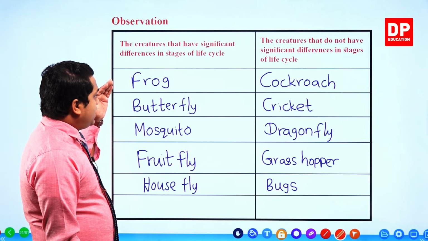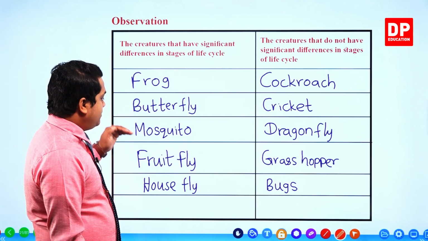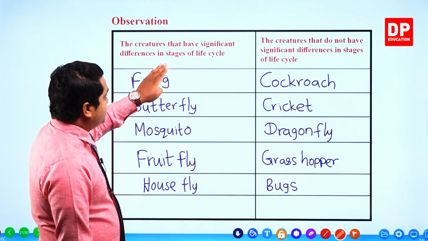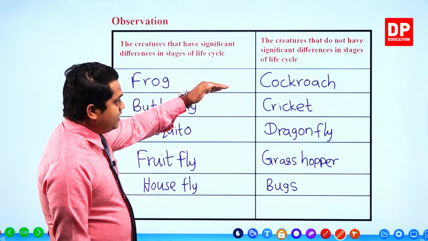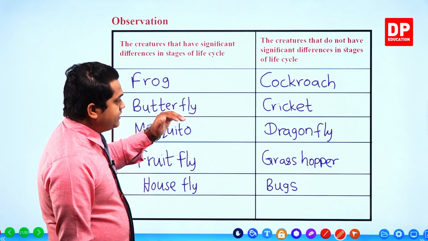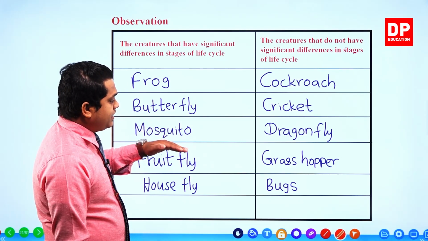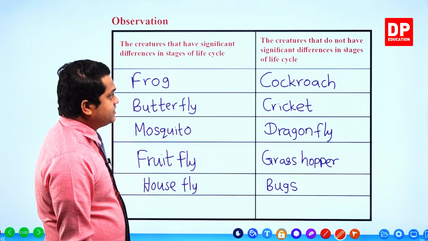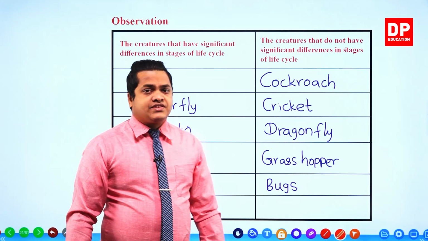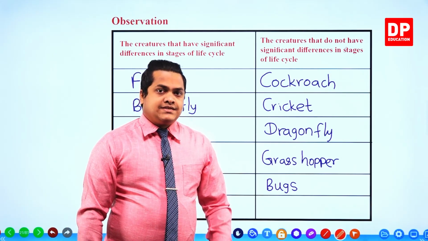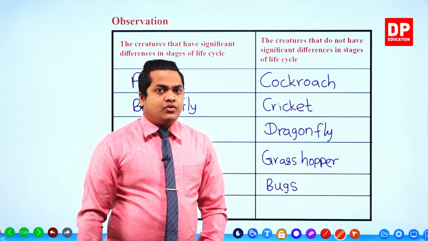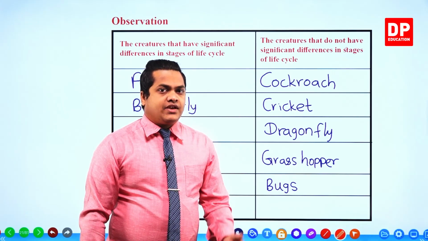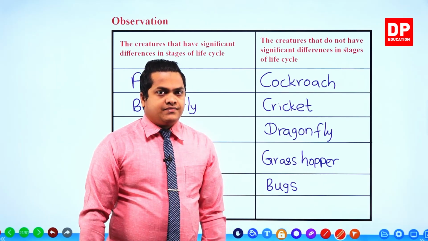So if you take the life cycle of frog, butterfly, mosquito, fruit fly and housefly, they have significant differences in the stages of the life cycle. If you take the life cycles of cockroach, cricket, dragonfly, grasshopper and several bugs and beetles, these creatures do not have significant differences in the stages of their life cycle. Some have significant changes, but some do not. So that's the final observation that we can take by looking at these figures.